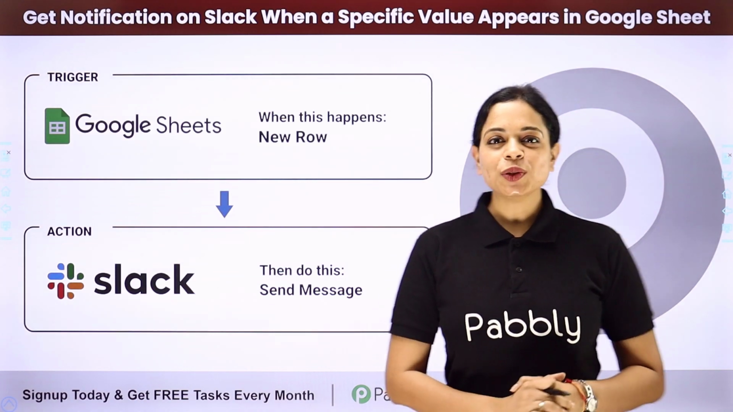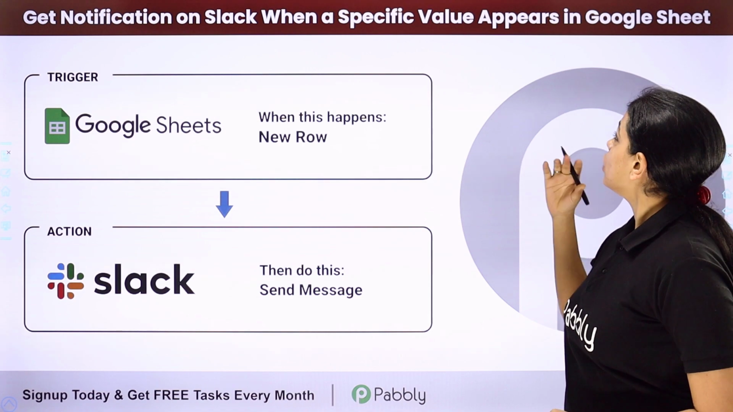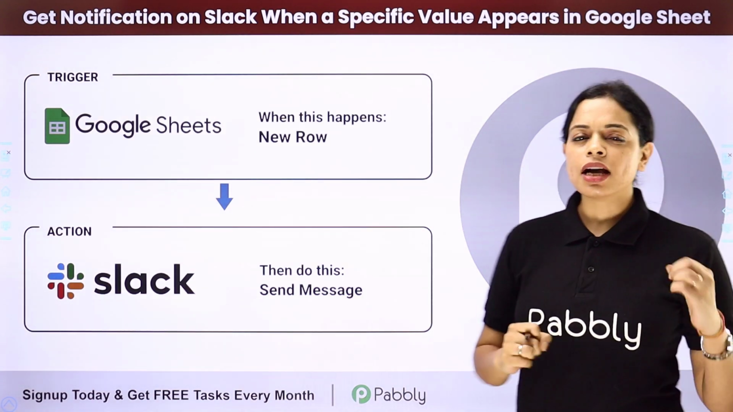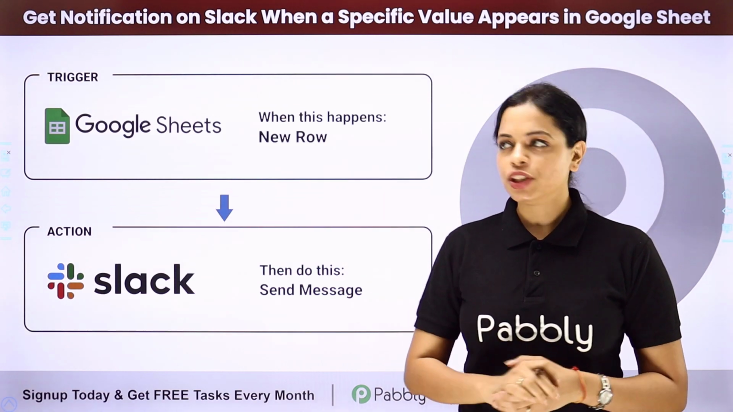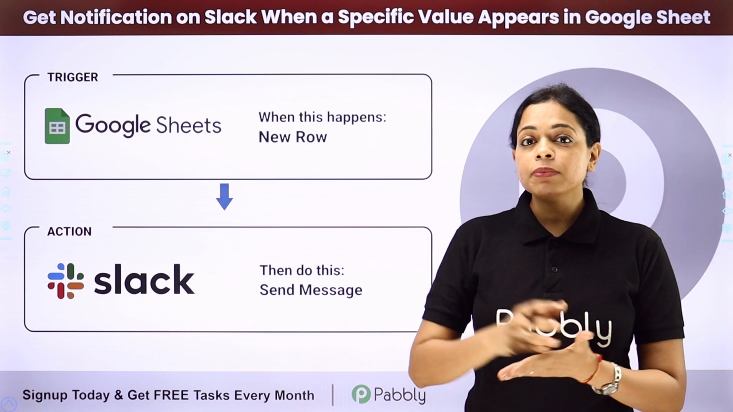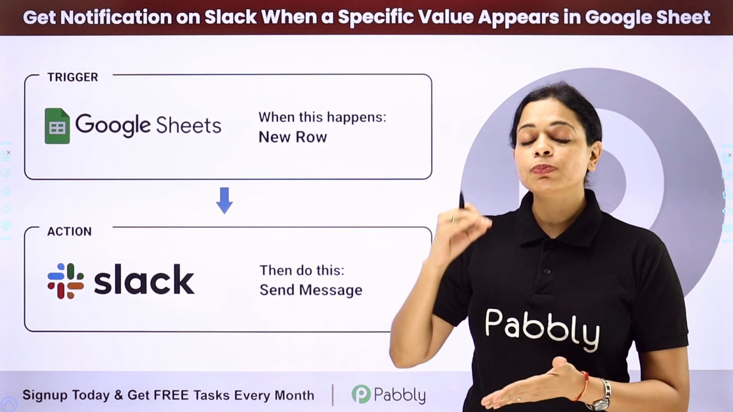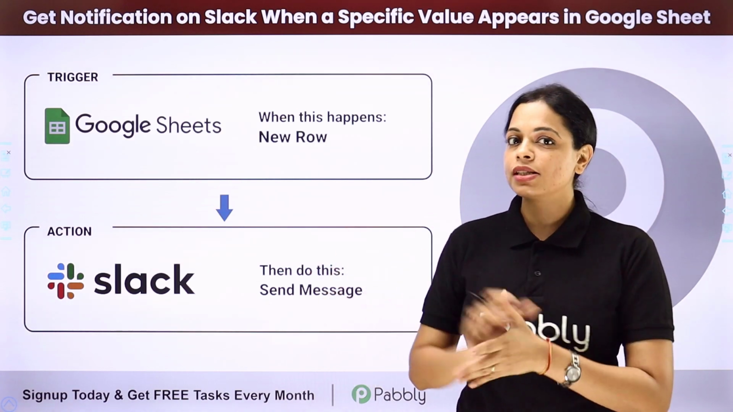In this video, we are going to see how to get notification on Slack when a specific value appears in Google Sheet. So let's say I'm a stock manager and I have all the stock details in my spreadsheet. Here we have taken the example of Google Sheet. Now I want that every time the stock number goes below a specific number, then automatically my team should be notified, which is sitting on Slack.